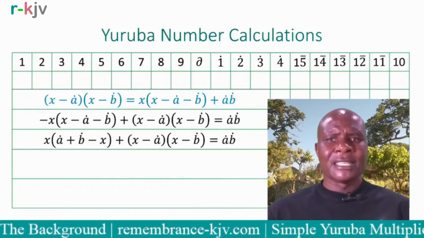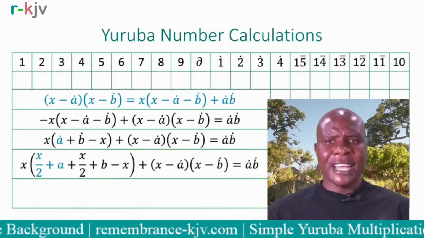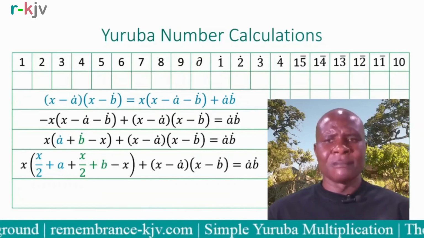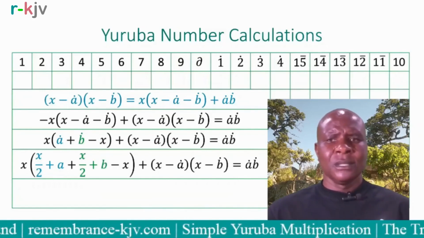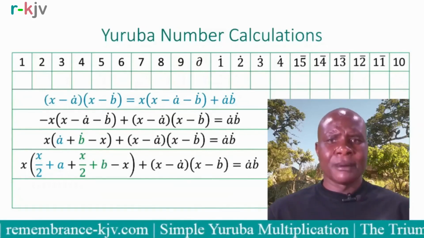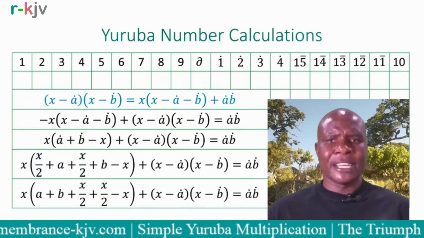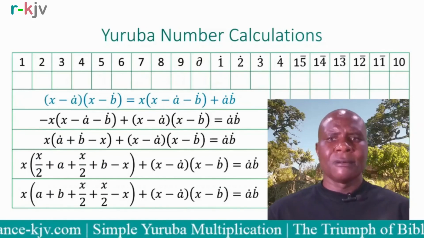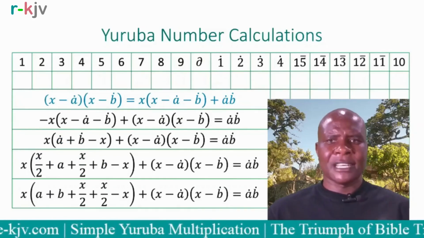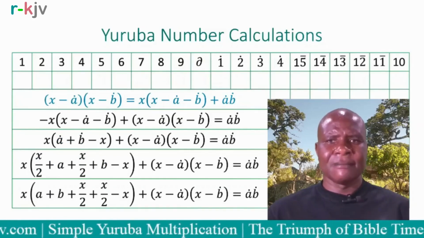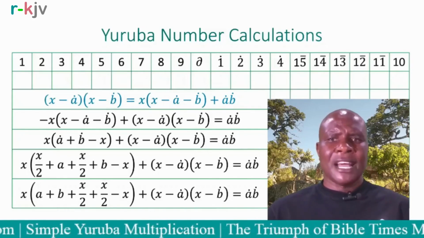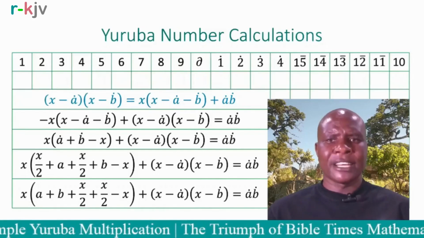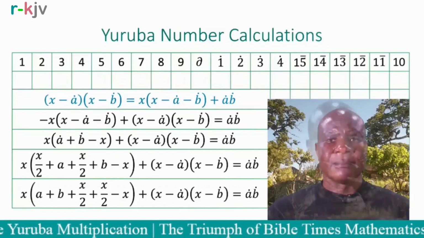But .A is half base x plus A and .B is half base x plus B. Grouping like terms inside the bracket gives x multiplied by the bracket of A plus B plus half x plus half x minus x, plus the product of the bracket of x minus .A and the bracket of x minus .B.